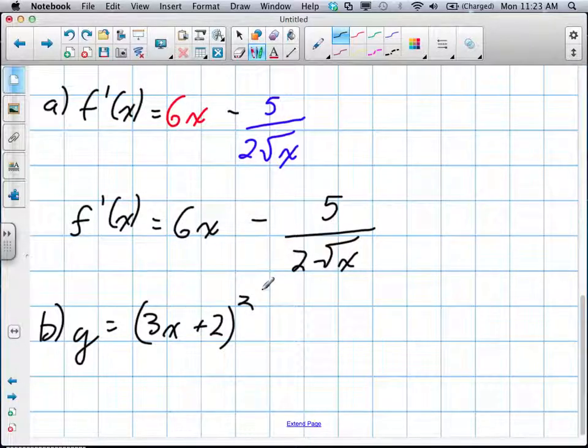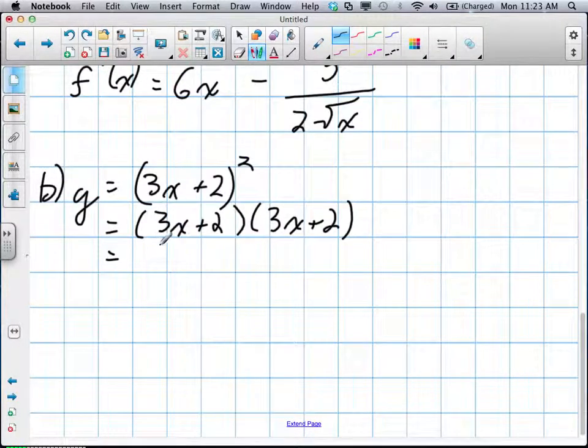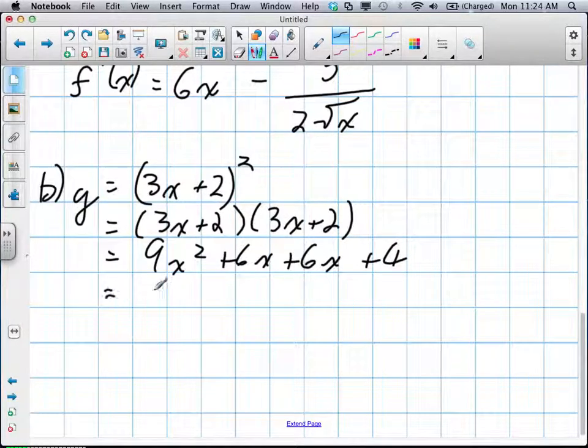In order to do that, I actually need to distribute everything first, so that I'm working with several sums, and then I'm going to derive those functions, okay? Because right now we don't know a rule to this. So this then becomes 3x plus 2 multiplied by 3x plus 2. When I use my distributive property, I get 9x squared plus 6x plus 6x, so it's going to be 12x plus 4. So I'm left with 9x squared plus 12x plus 4.